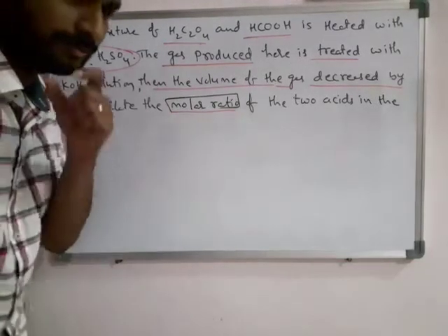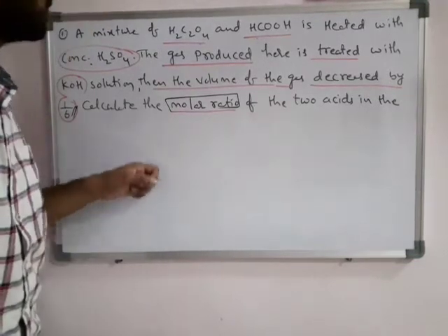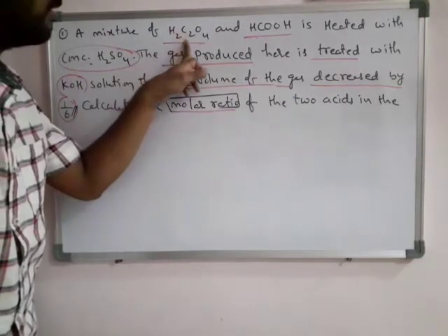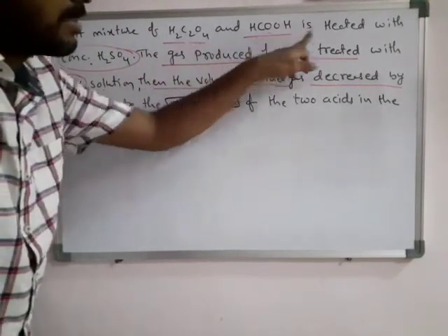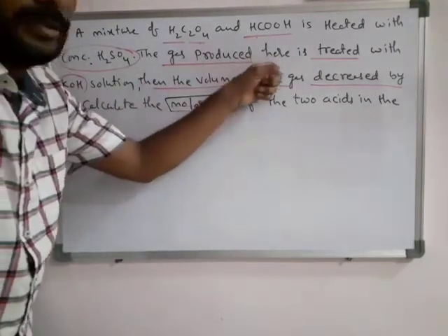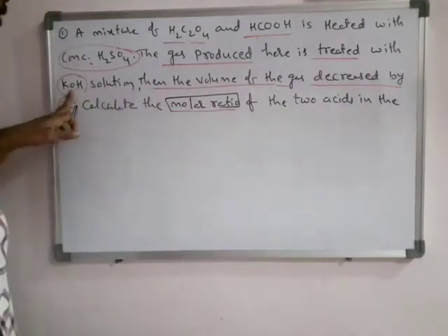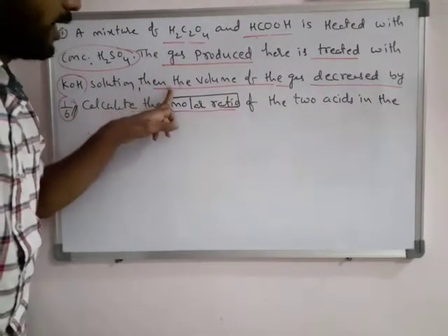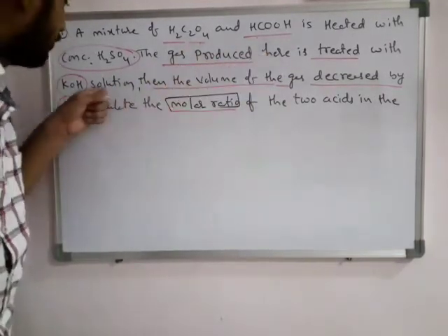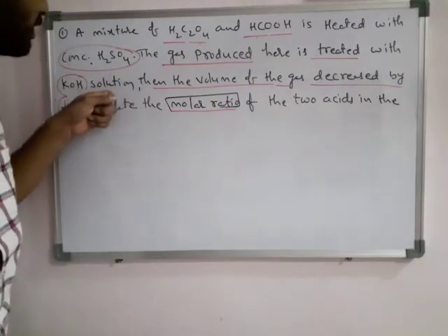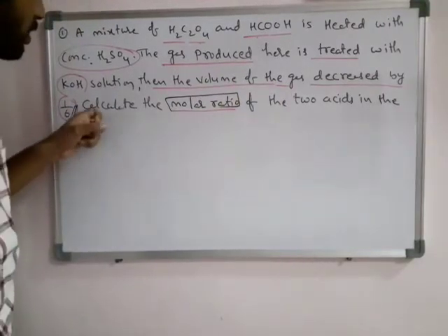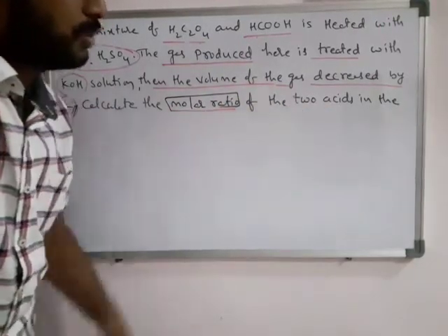Okay, now this is a problem. Based on the mixture of compounds given, a mixture of oxalic acid and formic acid is heated with concentrated H2SO4. The gas produced here is treated with potassium hydroxide solution. After passing the gas through the KOH solution, its volume decreased by 1/6. Now we need to calculate the molar ratio of the two acids.